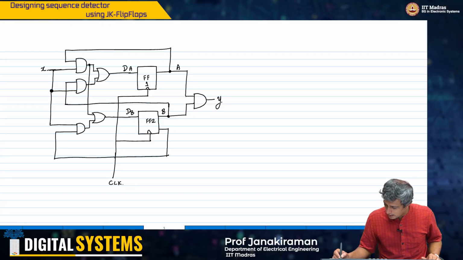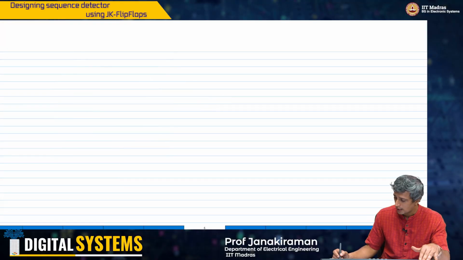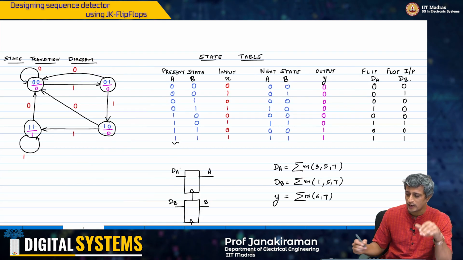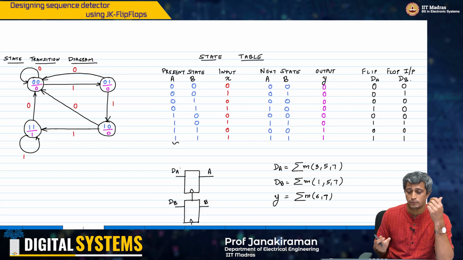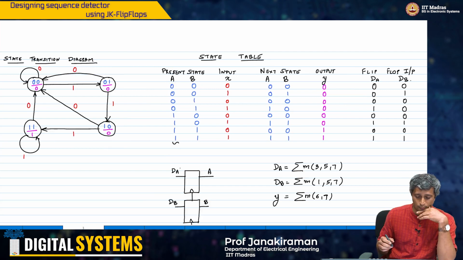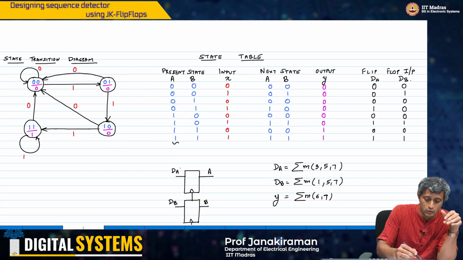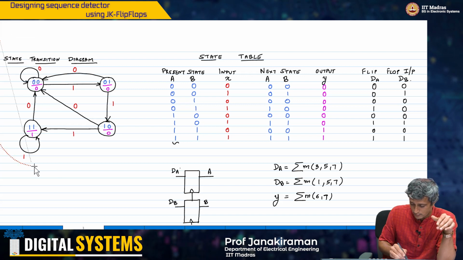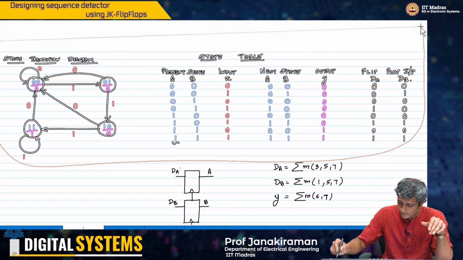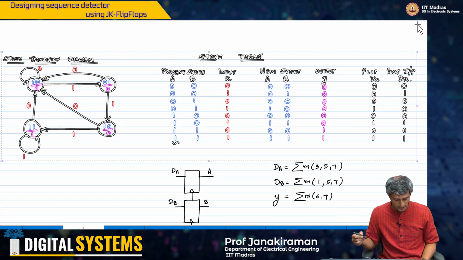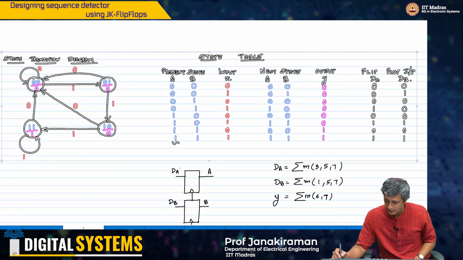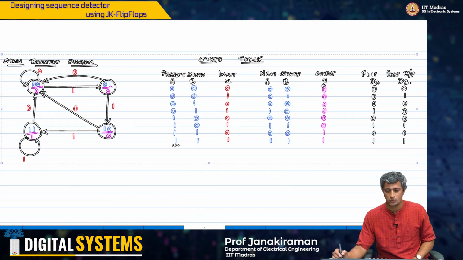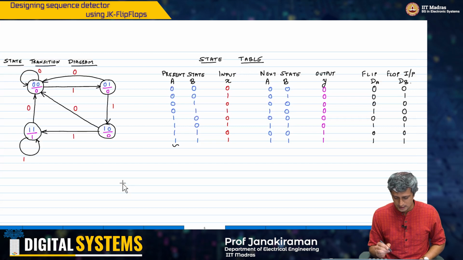So now I'll take my discussion forward. We implemented this with a D flip-flop. Now what do I do if I want to implement this with a JK flip-flop? I am going to take out this entire thing and go to the next page here. I'll leave this here.